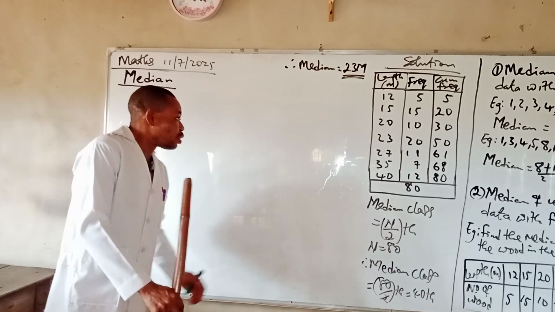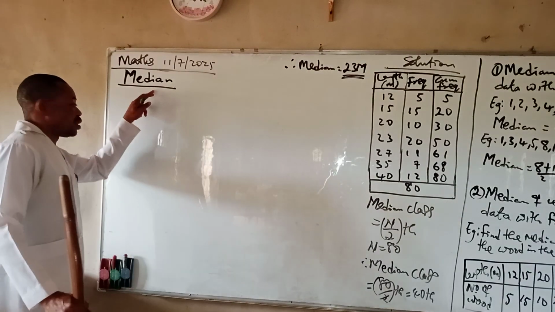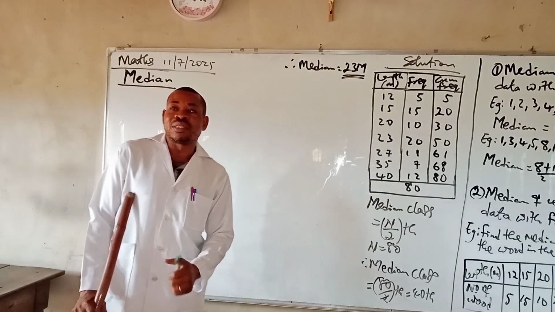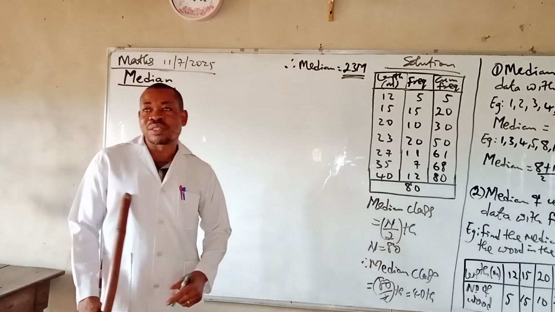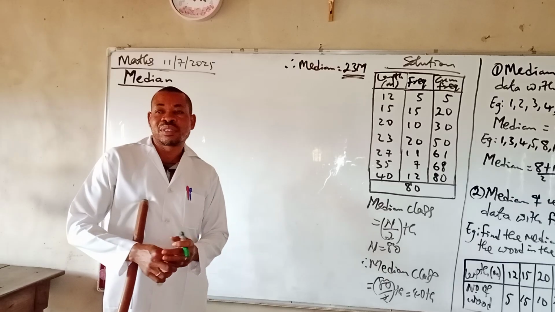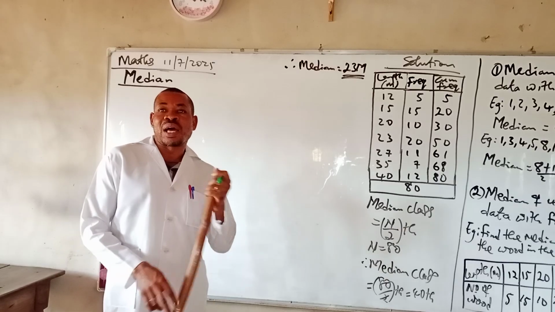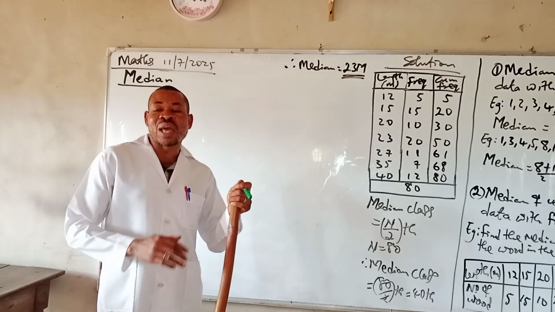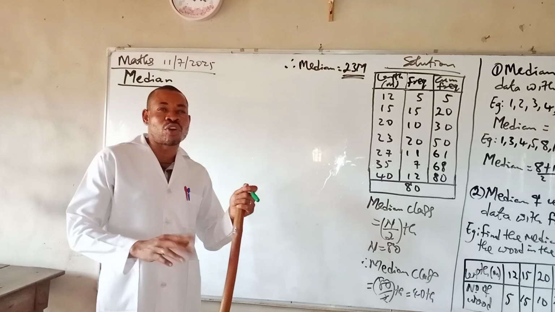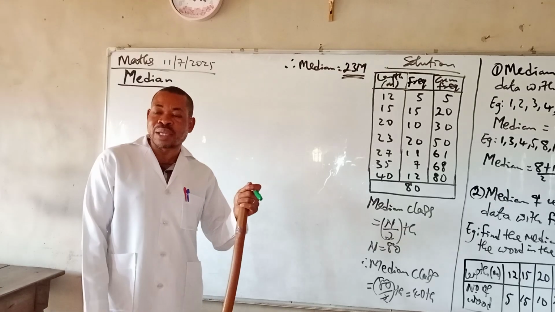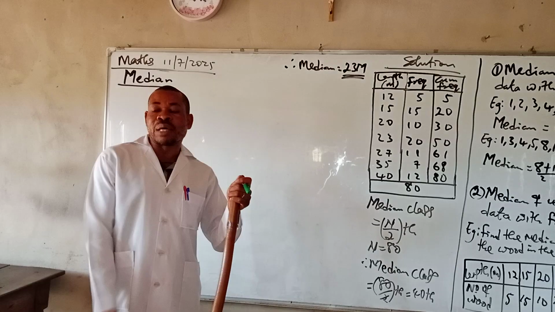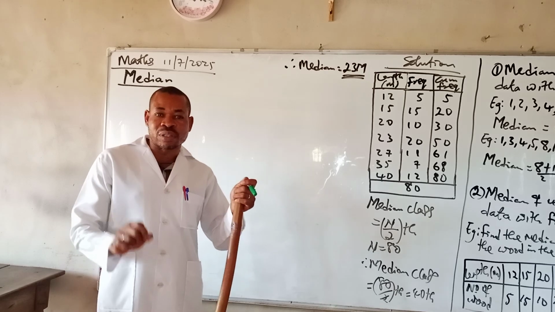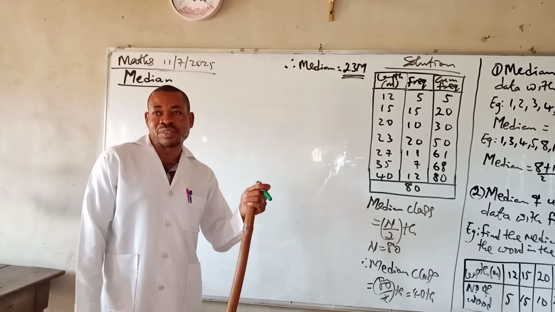Alright, today we are going to discuss median. The median is obtained when data is distributed, and in order to get the median, the data will be arranged either in ascending order or descending order of magnitude. Then the item found at the middle of that data after arrangement is the one termed the median.